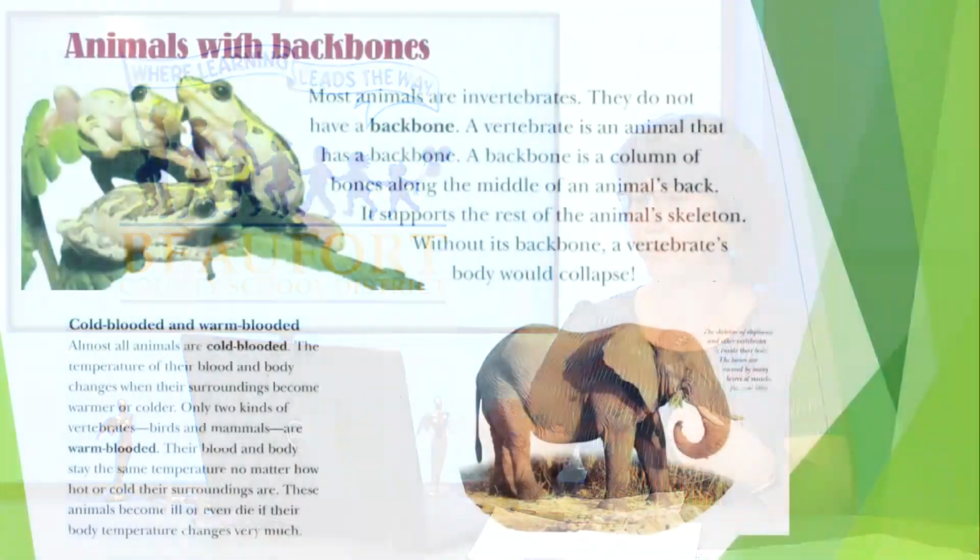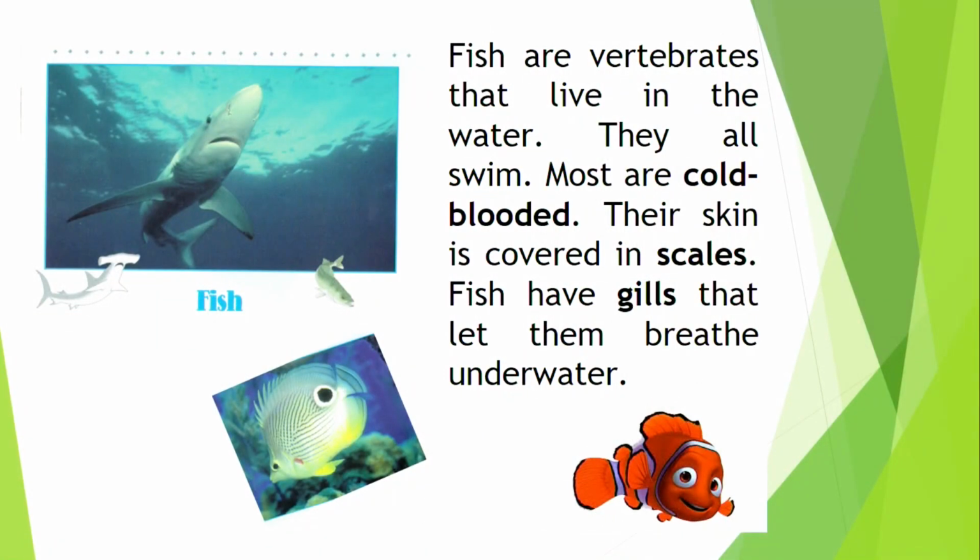All right, so as a review, be listening for cold-blooded or warm-blooded, because that's a really important characteristic when we're talking about animals. And remember, we're talking about the category of animals known as vertebrates because they have a backbone. Fish. Fish are vertebrates that live in the water. They all swim. Most are cold-blooded. Their skin is covered in scales. Fish have gills that let them breathe underwater.